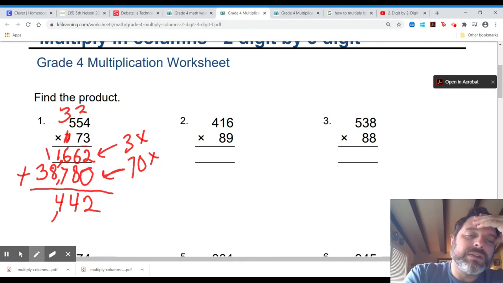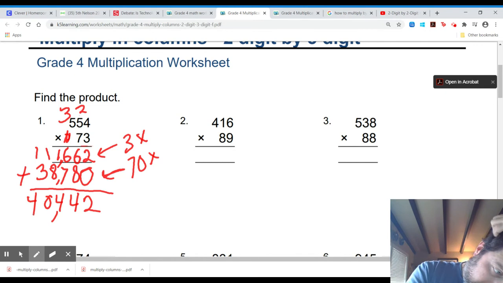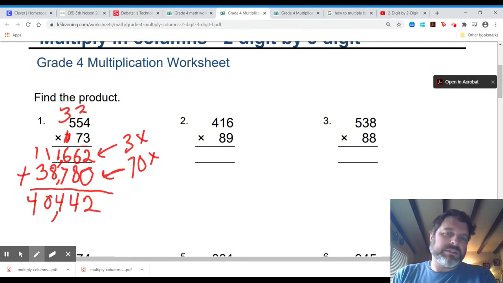Yeah. And then I got 8, 9, 10. I got 10. And the last one is 4. So my answer is 40,442. Now, if I wanted to check my answers, if anybody has a calculator, you can check it.